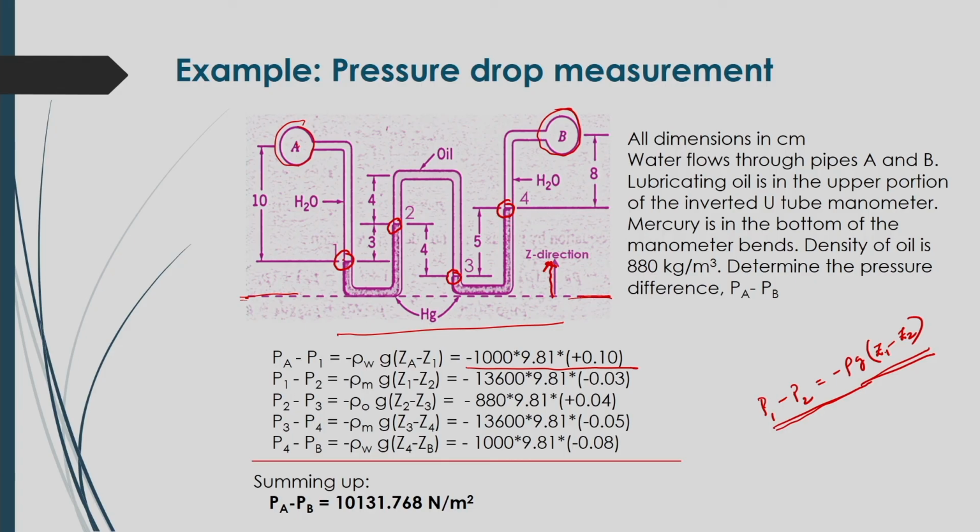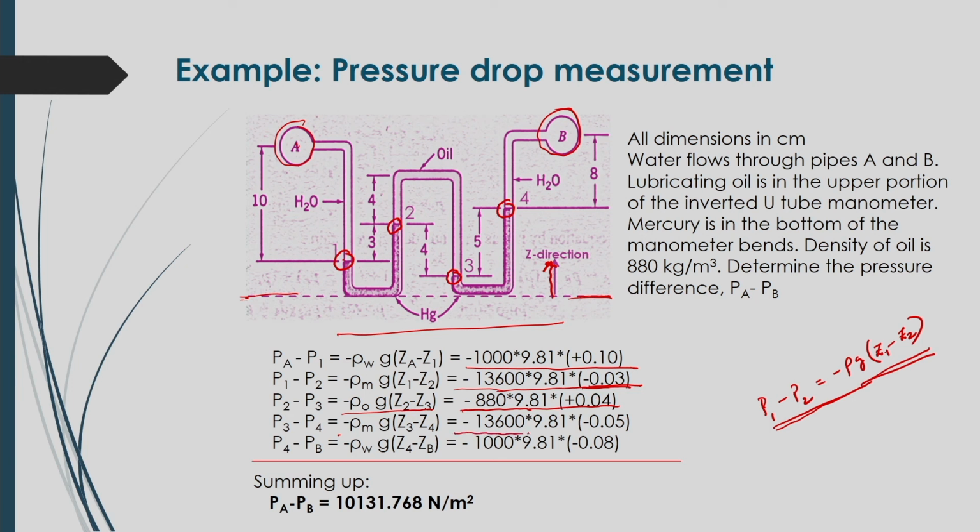So, after substitution of the density of mercury, gravitational acceleration, and the difference Z1 minus Z2, it will be minus 0.03. Similarly, between 2 and 3, P2 minus P3 will be like this, and the density will be that of oil. Here again, after substitution, Z2 minus Z3 will be positive, so it will be plus 0.04. Similarly, for the others, P3 minus P4, between point 3 and point 4, it will be equal to, again, the density of the fluid being that of mercury.